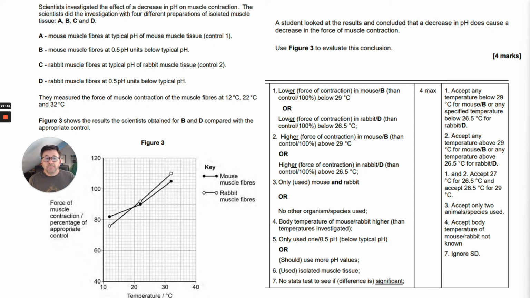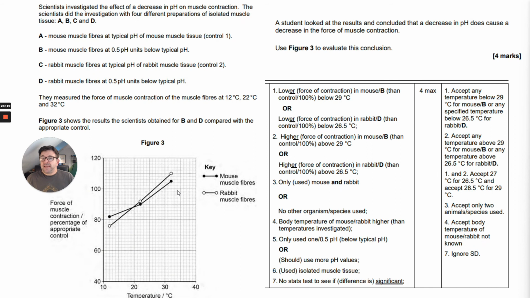So you can see, for example, there is a lower force of contraction in mouse below 29 degrees C. So you can see it's 29 degrees C there. So below 29 degrees C, whereas for the rabbit, it's below 26 degrees C or 26.5. You could say it's higher above 29 or higher above the rabbit. Basically, you've got to decide which one you're going to talk about, whether it's lower or higher.